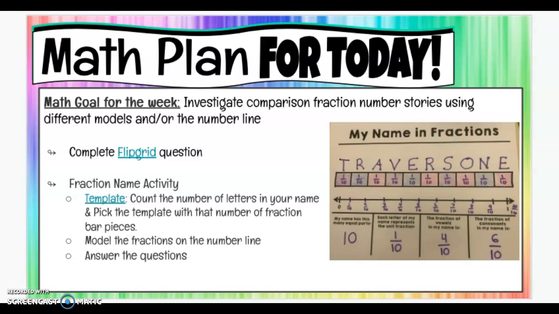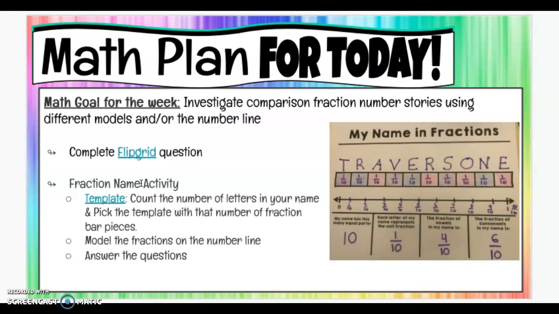And finally, for math today, you're going to complete the Flipgrid question, where you will be explaining how 4 friends can share 3 oranges. Please make sure to make some type of visual representation or mention how to use fraction tools in order to do that. Last but not least, there is a fraction name activity for you to apply fraction rods, fraction number lines, and identifying fractions.